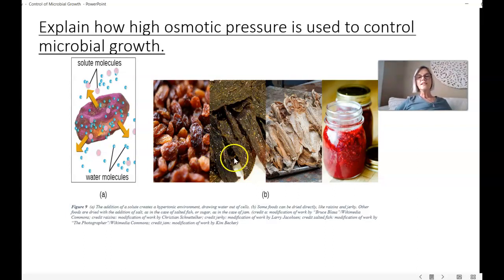We also do things like we salt meats. And so putting salt, a high concentration of salt on the outside of the meat will draw the water out of the cells. And again, it preserves the food because it kills the microorganisms.